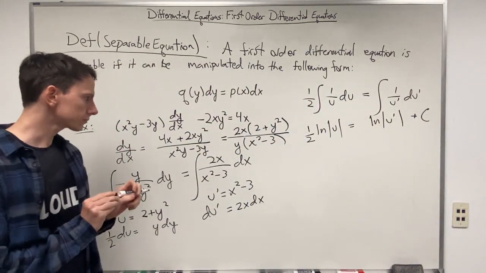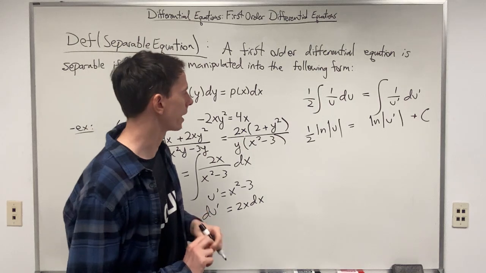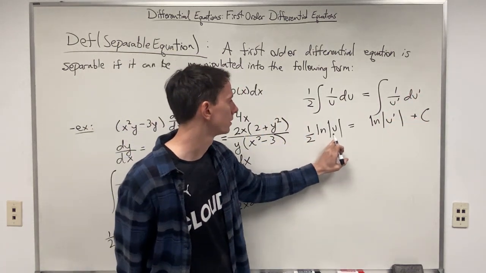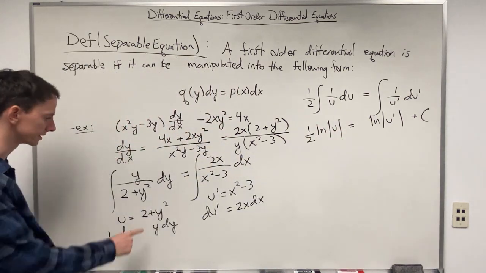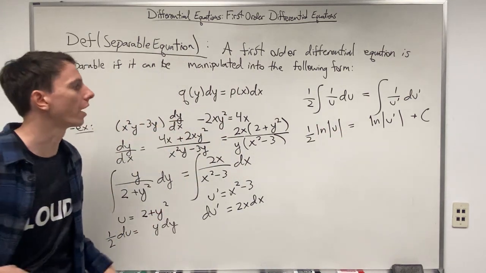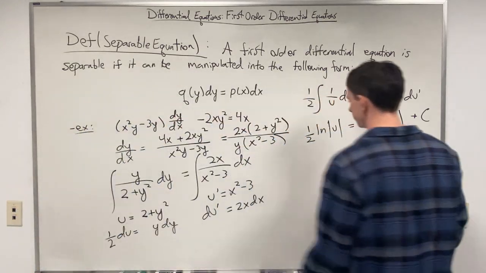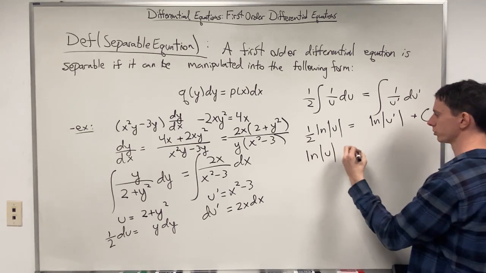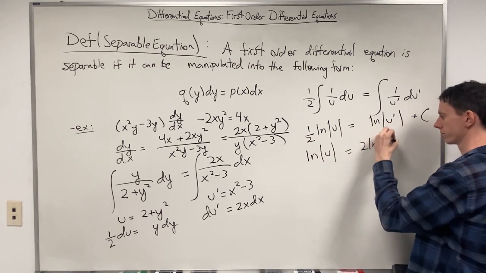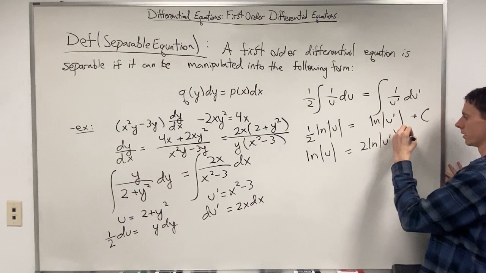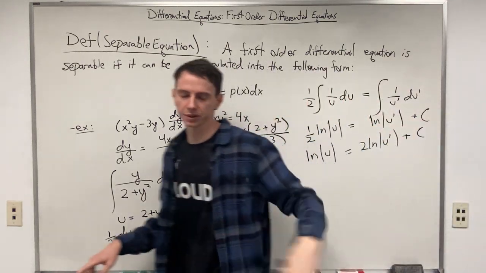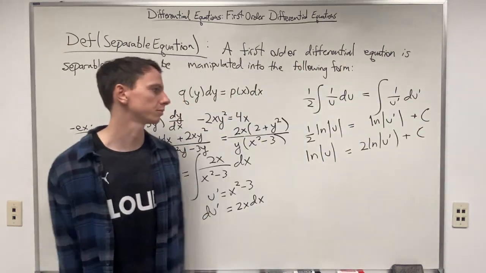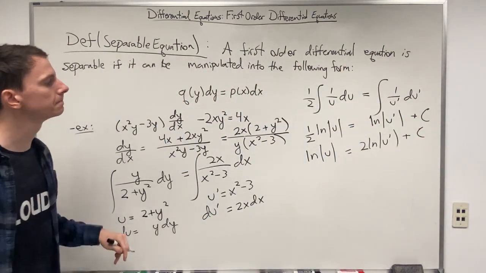So then at this point, I can, I guess, multiply 2 over to the other side. I want to isolate u because u is the variable that contains y, and what we're really looking for is y, right? So I'm going to have just natural log of u equals 2 times the natural log of u prime. And then rather than doing plus c or plus 2 times c, I'm just going to absorb the 2 into that constant. So now that constant has the factor of 2 in it.